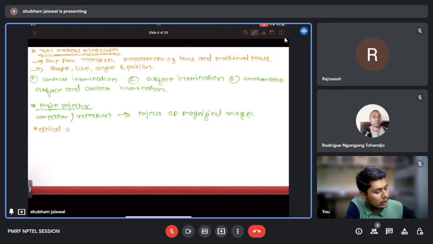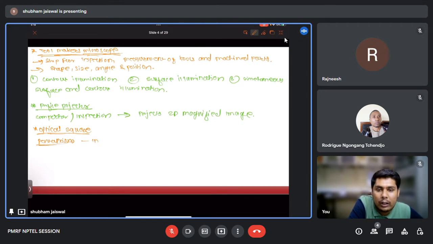So in the optical square, we use it to change the side of view with a different angle. Inside the optical square, we use a pentaprism. It is a pentagonal shaped prism, so the name pentaprism. What it does is reflect the light internally inside the prism itself, at an angle of 90 degrees to that of the incident beam.